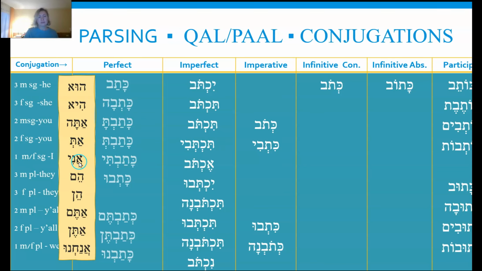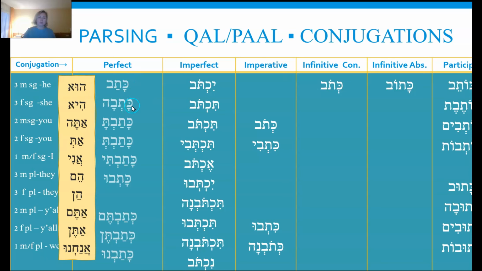Ata katafta, at kataft. Ani, talking about myself, katafti. I wrote, ani katafti. And see, ani katafti, it rhymes. And then hem and hen, they and they, men or a mixed group and they, women: katvu. And then atem, back to talking to groups of people. We're saying atem katavtem, aten katavten, anachnu katavnu. We wrote, anachnu katavnu. Again, you hear the rhyme. The rhyme is super helpful for learning and memorizing.